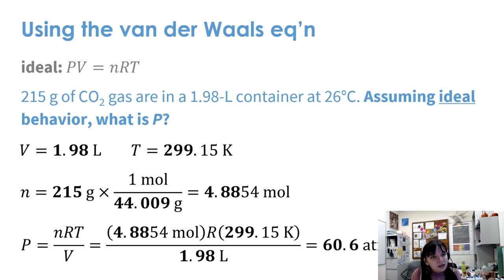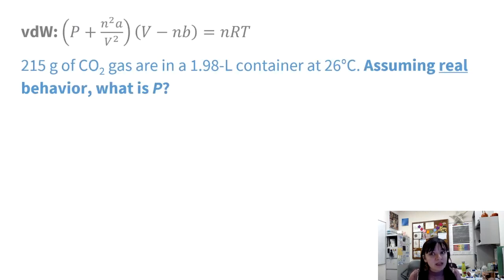So assuming ideal behavior, everything is going fine, we're making all of these assumptions. This is what the pressure of the carbon dioxide should be. Then what I want us to do is compare what the real gas pressure would be. So instead, assuming real gas behavior, what is the pressure of that same sample? This time we're going to use the van der Waals equation.